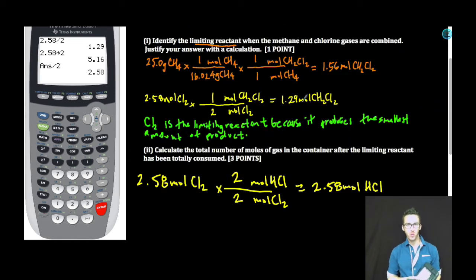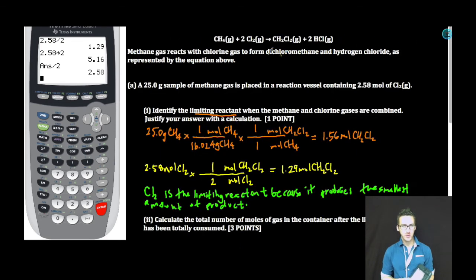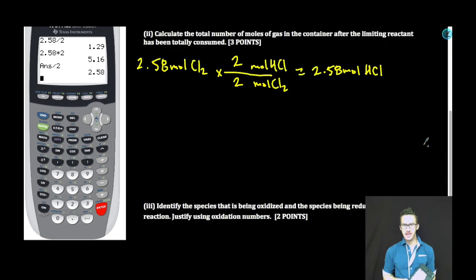Okay, now here's where things get tricky. We know that we've made 1.29 moles of dichloromethane. We know that we've made 2.58 moles of hydrogen chloride gas. However, as we look at the reaction, everything is in the gas phase. And although we've used up all of the chlorine and none of it remains, some of our methane is in excess. And as you read this question carefully, we're trying to determine the total number of moles of gas in the container after the limiting reactant has been totally consumed. So there's also going to be some excess reactant remaining.